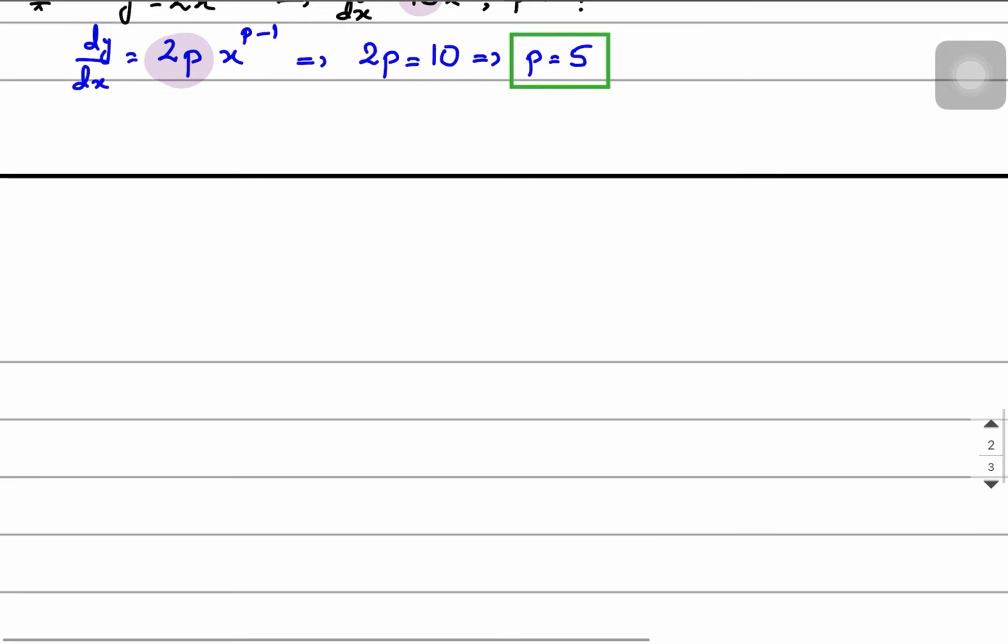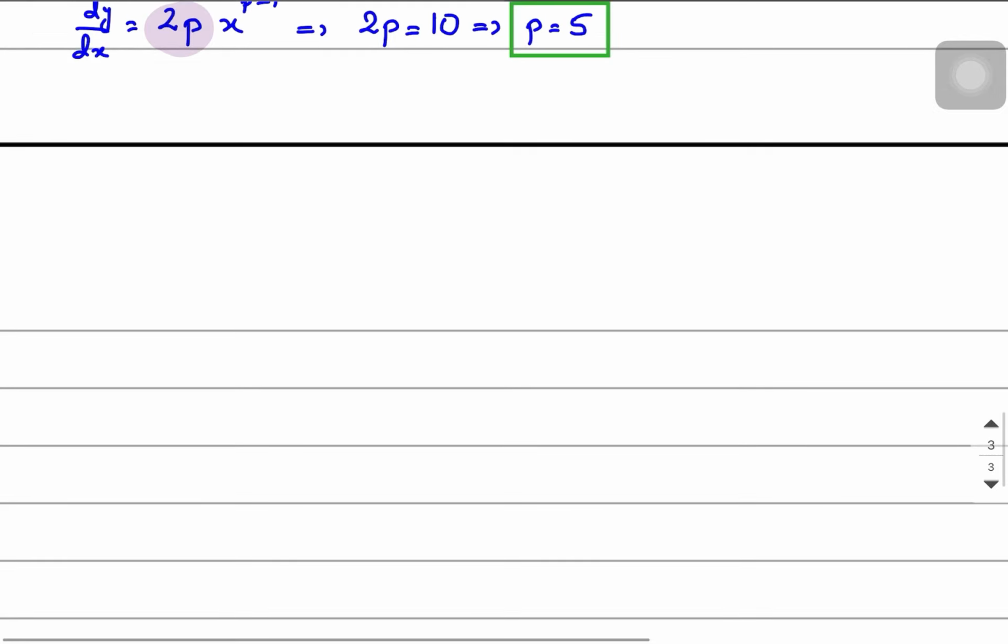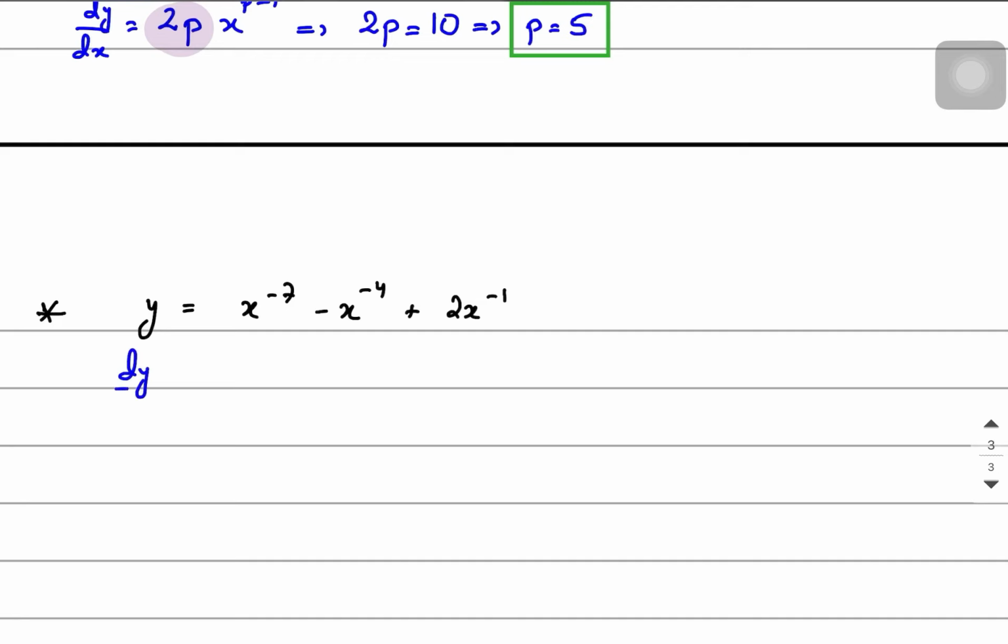Okay, let's take a look at another example. What if I have y equals x power minus 7 minus x power minus 4 plus 2x power minus 1. Okay, now the dy by dx. Power comes down, minus 7 comes down. 1 subtract from the power. After subtracting 1 from the power, it would become x power minus 8.